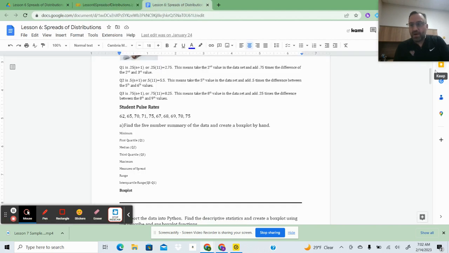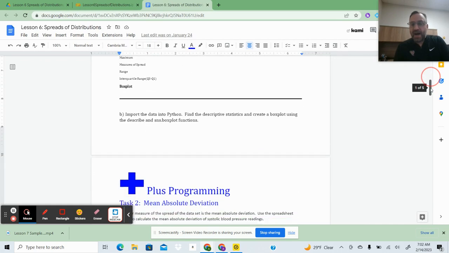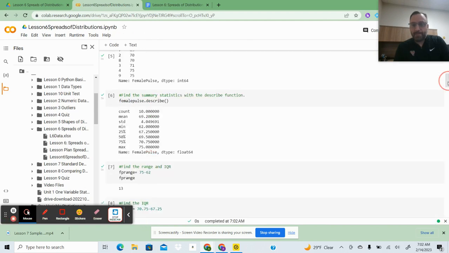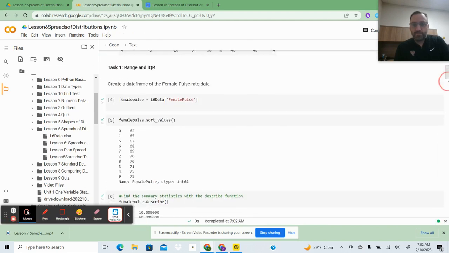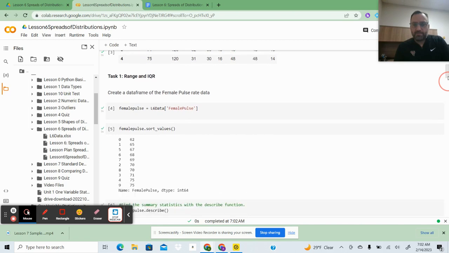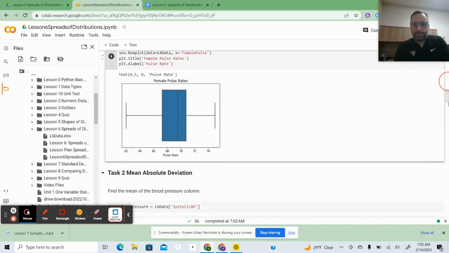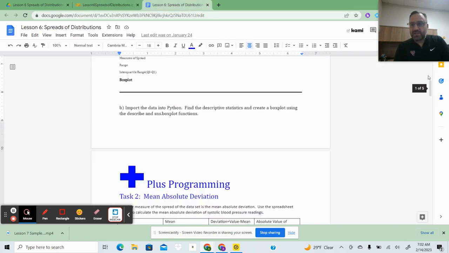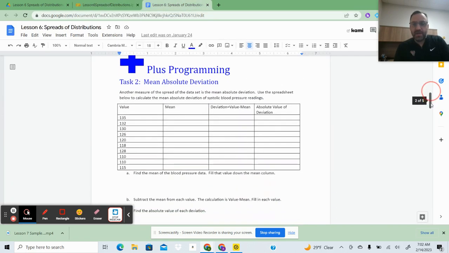So you just go ahead and put all those in. You can do a box plot by hand, but you can also just do a box plot with the Seaborn function. And then we're going to look at another measure, which is the mean absolute deviation. So you find the mean, and then the deviation is a value minus the mean, and then you take the absolute value, and then you find the sum of that.